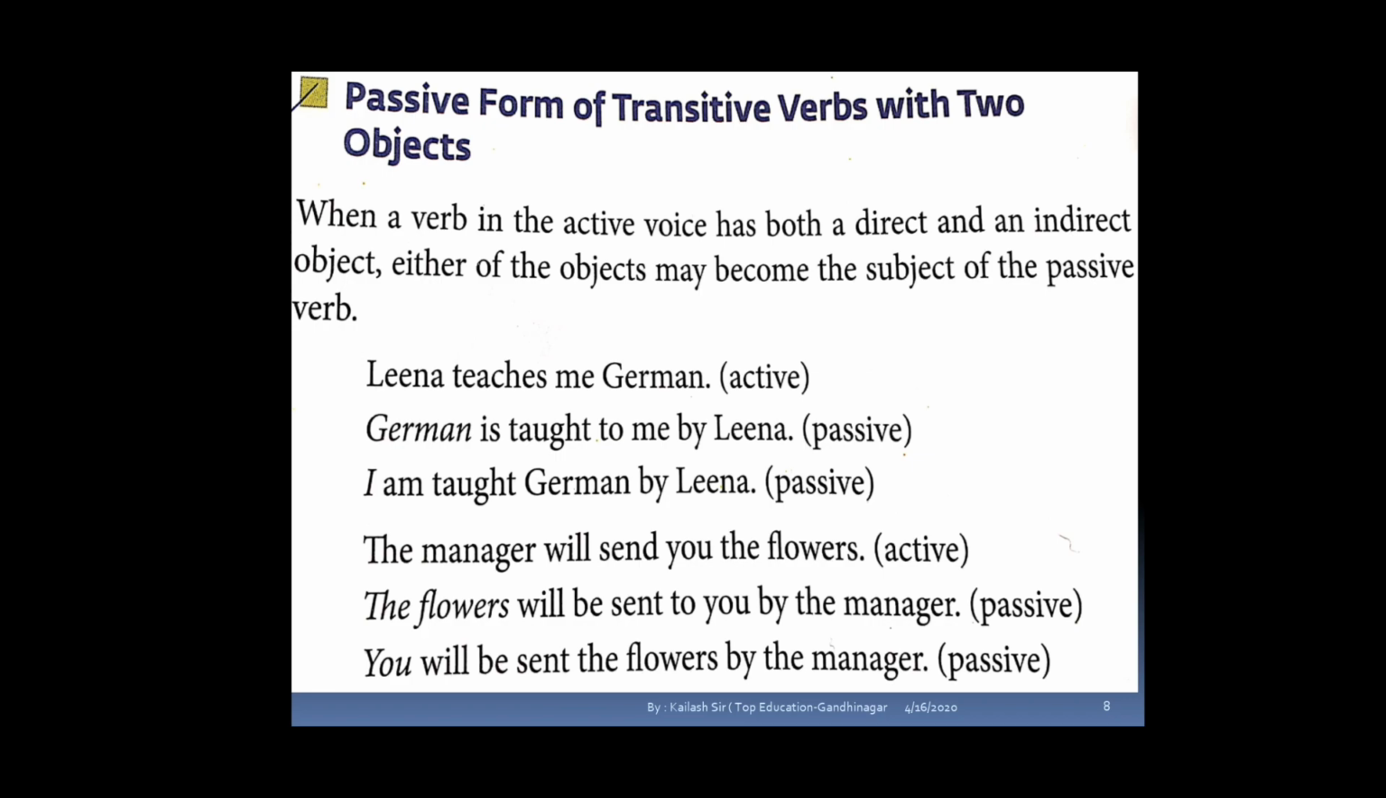The manager will send you flowers. Send what? Flowers to you, like that. So flowers is the direct object. But this is not the problem. Just to make you understand what is direct and indirect, passive can be formed of both direct and indirect object. Examples are given. You can study them and write them down in your notebook.